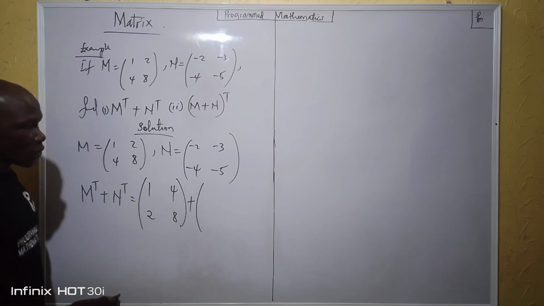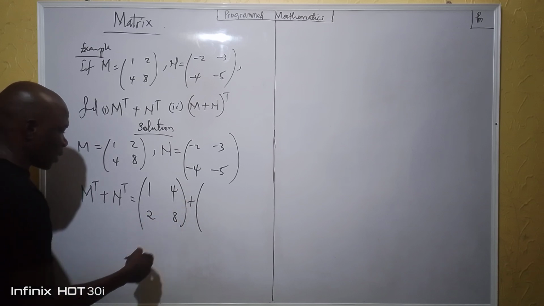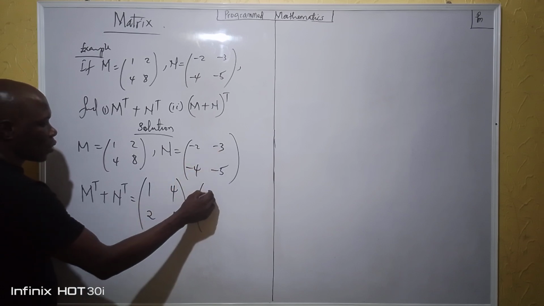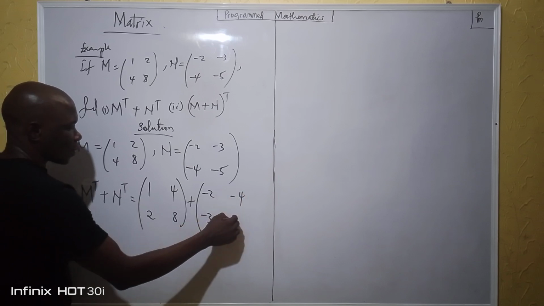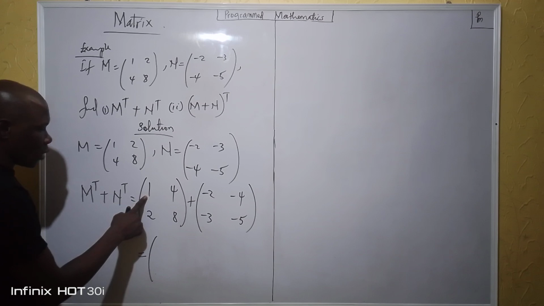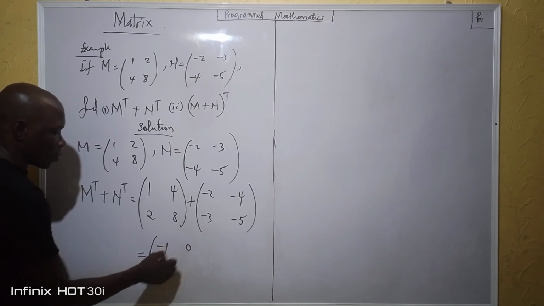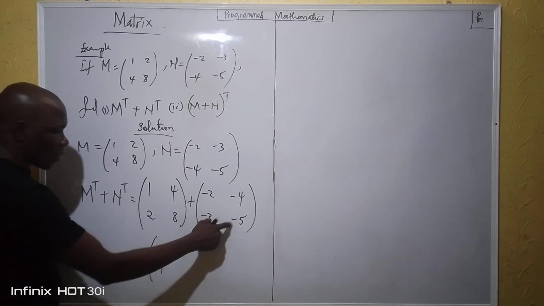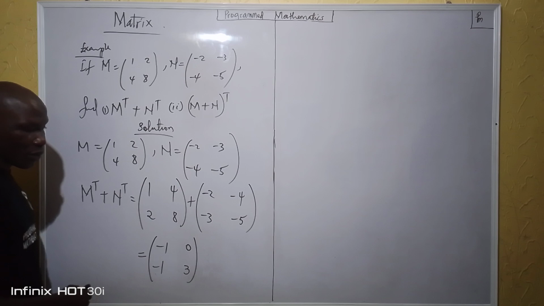Plus, in case you haven't forgotten this, you can see some previous videos on transpose of a matrix, so you get to understand this in detail. Then, the transpose of matrix N: -2, -3 becomes the first column, and -4, -5 becomes the second column. So let's add these two together. 1 plus -2 is -1. 4 plus -4 is 0. 2 plus -3 is -1. 8 plus -5 is 3. So M transpose plus N transpose will give us this.